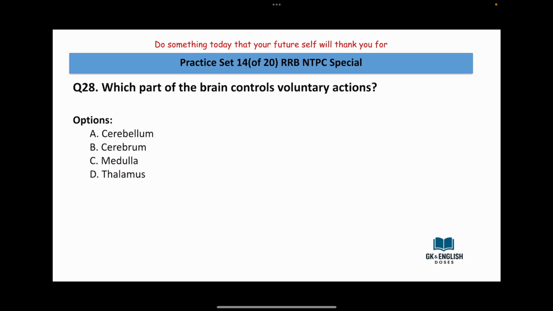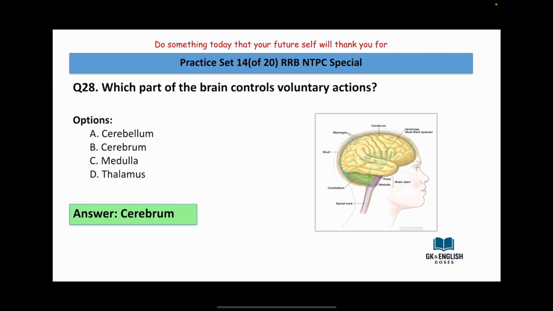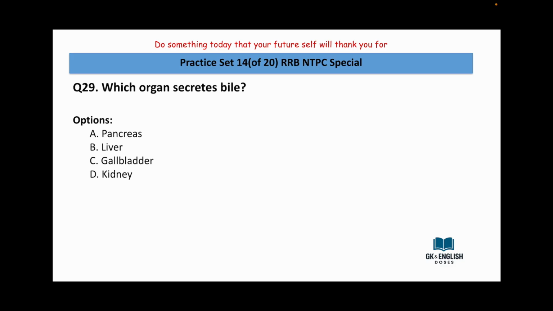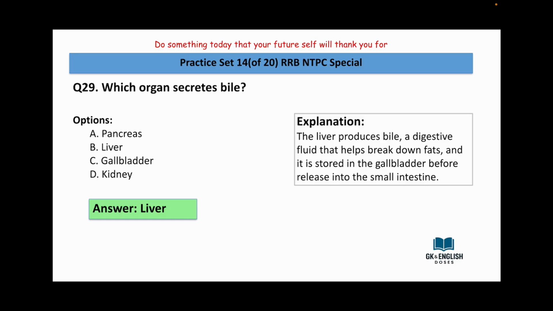Which part of the brain controls voluntary actions? Cerebrum, medulla, thalamus. The answer is cerebrum. Which organ secretes bile? Pancreas, liver, gallbladder, kidney. The answer is liver. The liver produces bile, a digestive fluid that helps break down fats, and it is stored in the gallbladder before it is released into the small intestine.